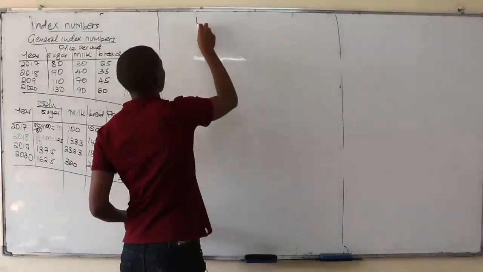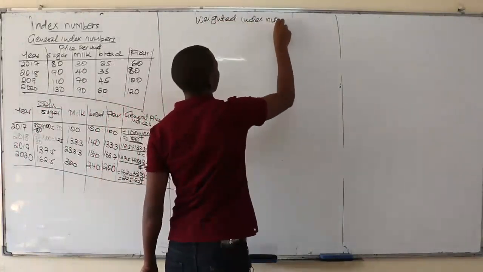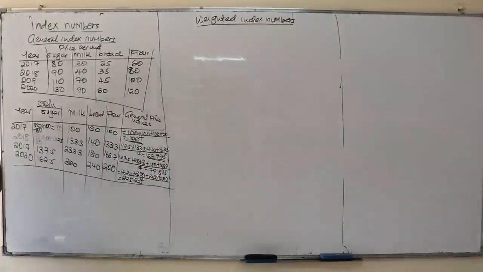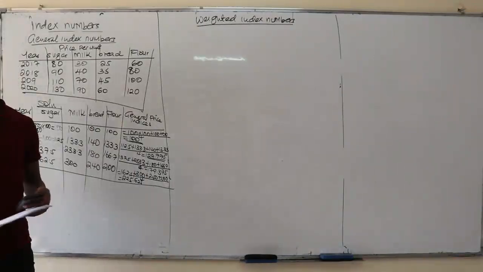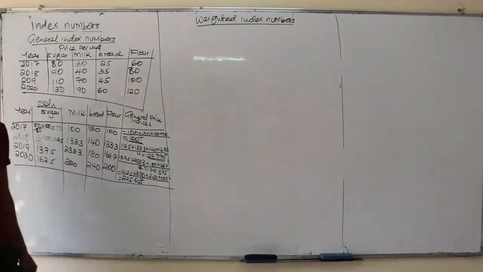Weighted index numbers. So on the weighted index numbers, you write and say, these are general index numbers which recognize different importances of the commodities to the consumer.